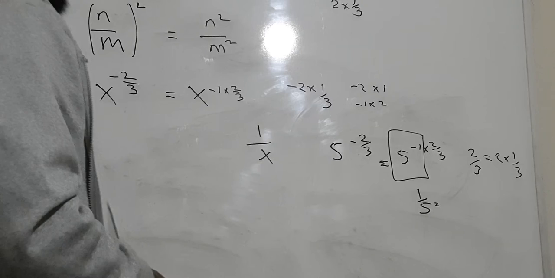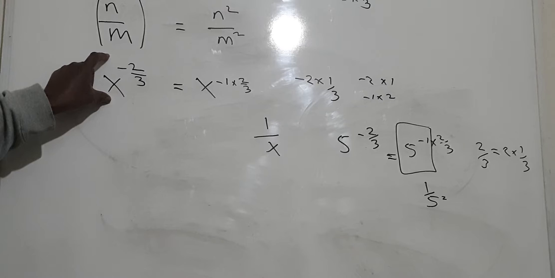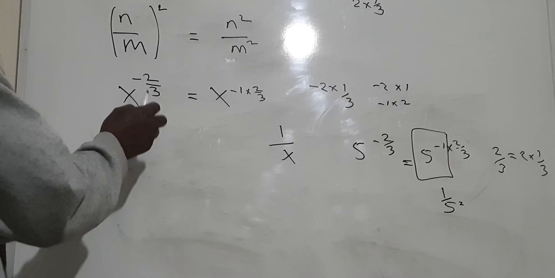Now, you look at this systematically because it can confuse you. First, I told you, because this is where immediately you put negative here, many students get confused. 2 over 3, they can deal with that. But since you put negative here, they find it difficult to deal with that.